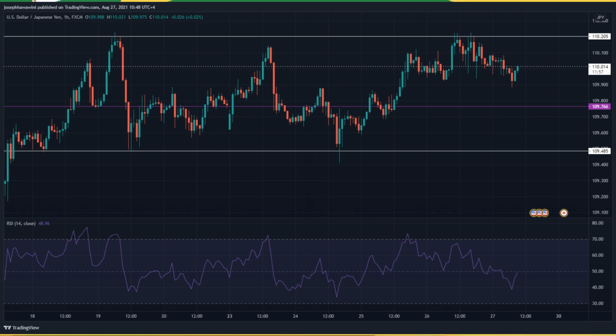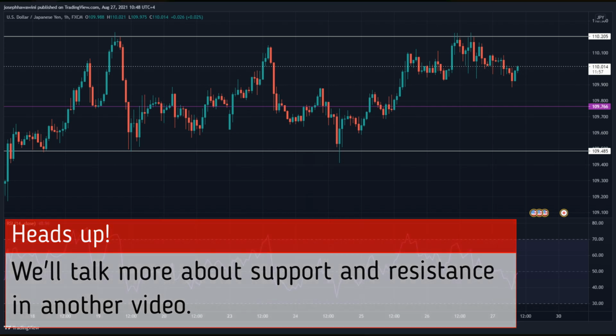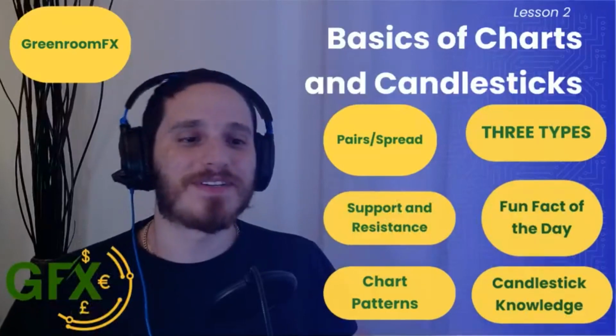You could draw your support and resistance lines. It's a small range. It's gonna go between that zone, up and down. No big movements.